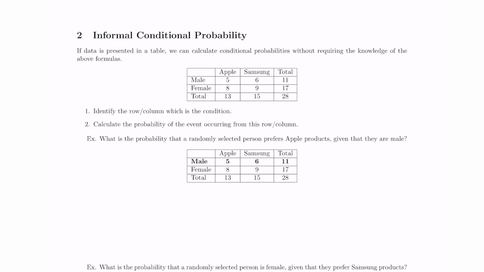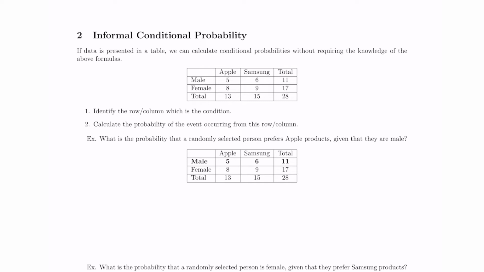All right, let's now look at informal conditional probability. If the last section kind of went a bit over your head, I wouldn't worry about it too much. This section is a lot easier, and this is the main thing that we want to focus on.